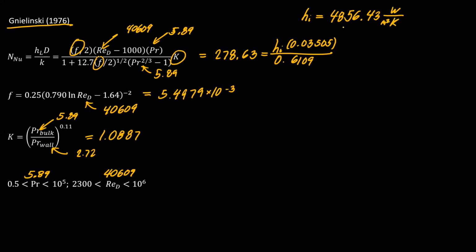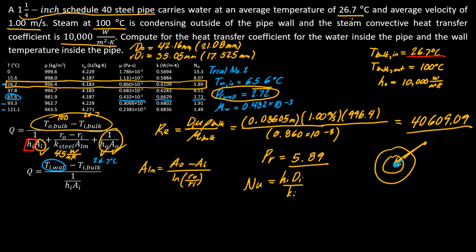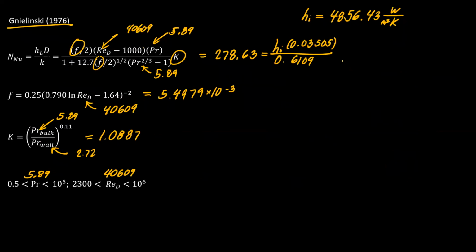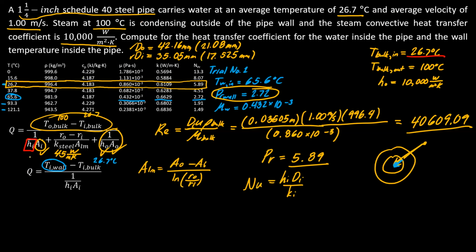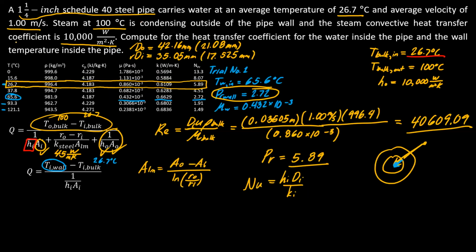Okay, now we will be using this entire equation because we now have a value for hi. If we equate these two expressions for Q, the only unknown here is the temperature of the wall inside. So let's see, if we place it here, hi.